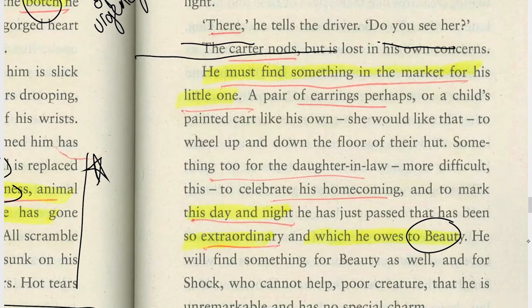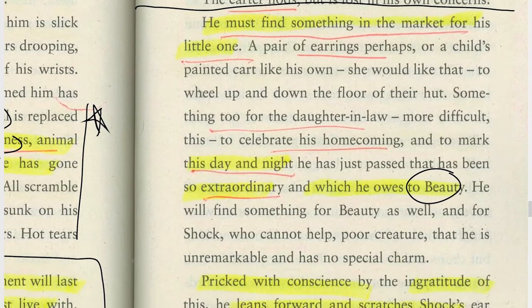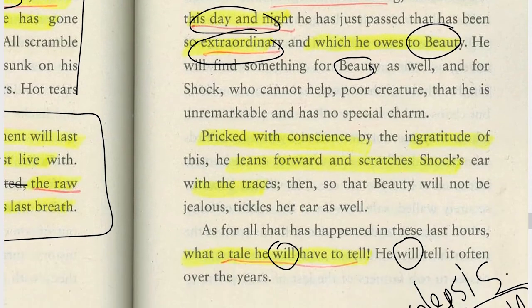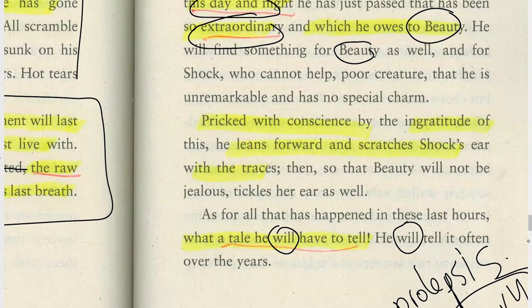And now we shift to the narrative perspective of Somax, who is thinking about finding something in the market for his granddaughter, and he's planning what to buy as a souvenir perhaps, and maybe something for Beauty, because this night and day has been so extraordinary, but he owes it to Beauty because she is beautiful. And he scratches and acknowledges Shock's ear as well. Shock, who cannot help that he is unremarkable and has no special charm.